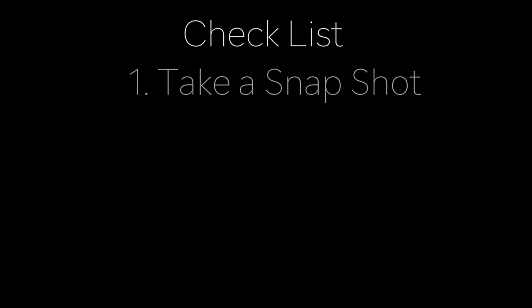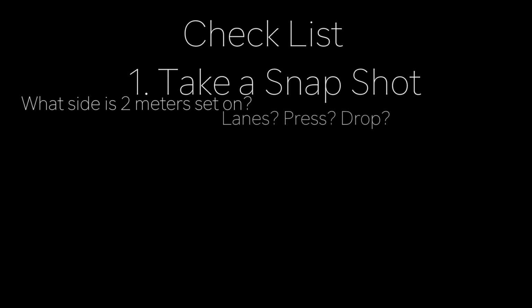For each scenario, you will run through the following checklist. 1. Take a snapshot of what's going on. You will need to know what side 2 meters is set on. What kind of defense is the opposing team running? Is anyone open? Is anyone gaining advantage? As you gain experience and the offensive and defensive sets become more complex, you will add to this list, but for now, we're going to keep it simple.